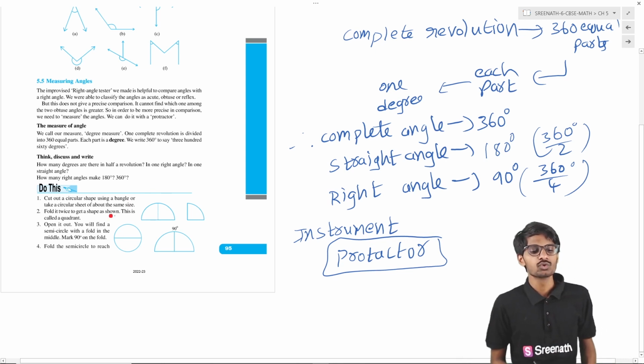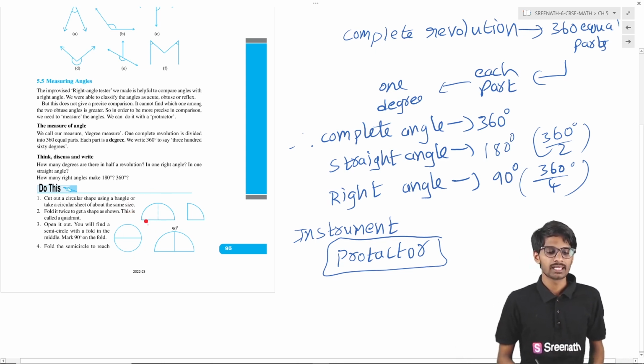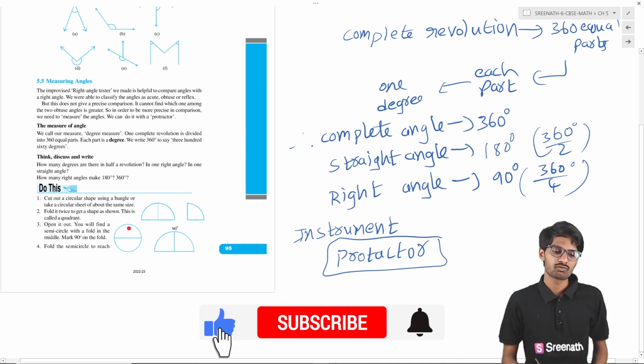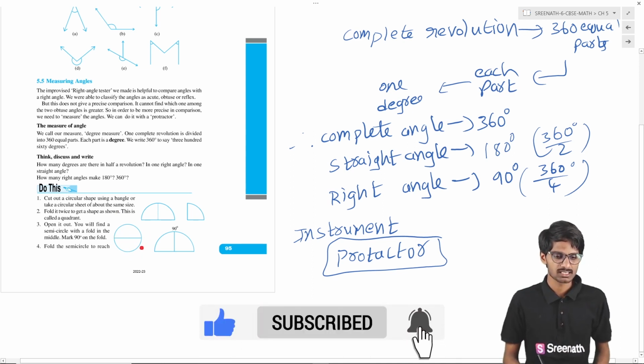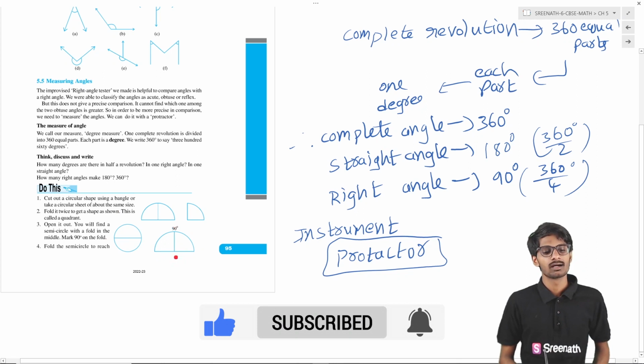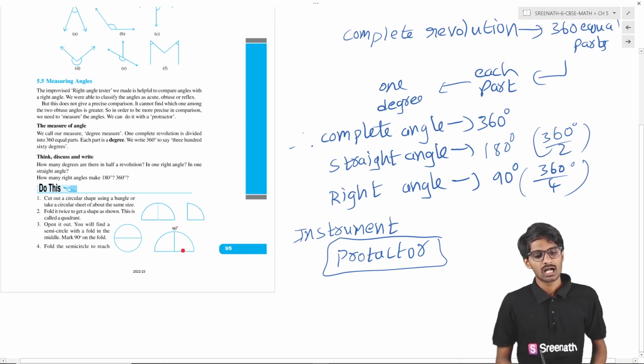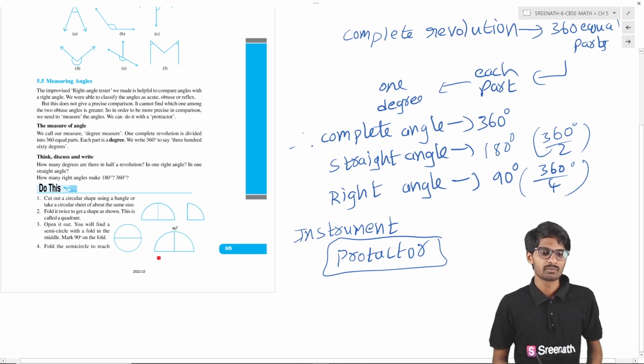For that, using your bangle or something similar, draw a circular shape, cut it, and fold it along this. So what will it look like? The angle here is 360 degrees, and if you fold it like that, it becomes a semicircle. The angle between these two is the straight angle, and this is the whole complete angle, 360 degrees.